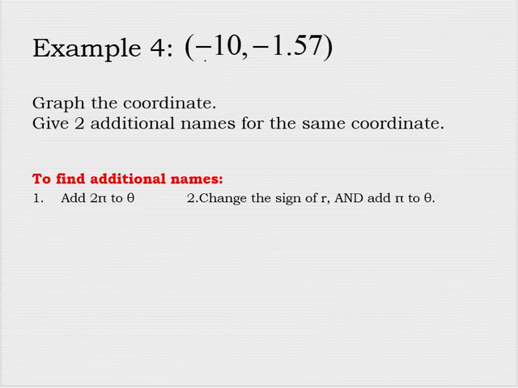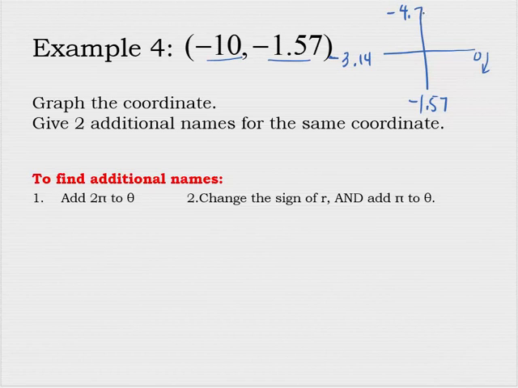All right, radius is negative 10, and radian is negative 1.57. Okay, so let's think again about our landmarks. Now, if it's negative 1.57, remember negative angles go clockwise. So this is 0, this is negative 1.57, this is negative 3.14, negative 4.71, negative 6.28, right? If you're going that direction. So negative 1.57 we know is down here.